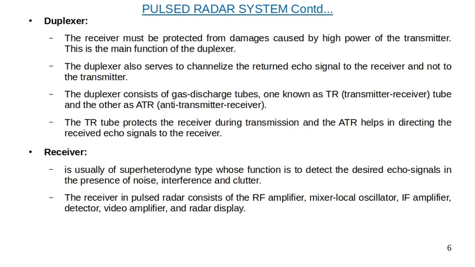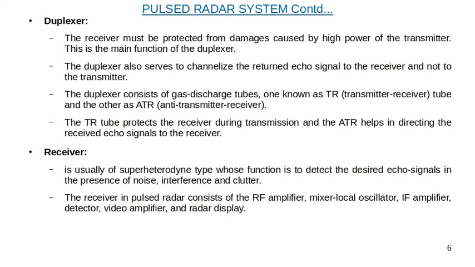Let's now consider the function of duplexer section. The receiver must be protected from damages caused by high power of the transmitter, and this is the main function of the duplexer. The duplexer also serves to channelize the returned echo signal to the receiver and not to the transmitter. The duplexer consists of gas discharge tubes, one known as TR, the transmitter receiver tube, and the other as ATR, anti-transmitter receiver tube. The TR tube protects the receiver during transmission, and the ATR helps in directing the received echo signal to the receiver.